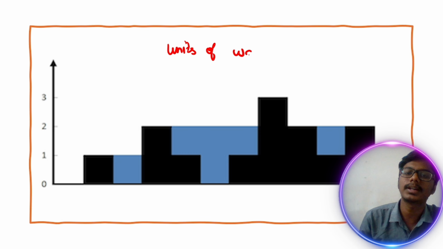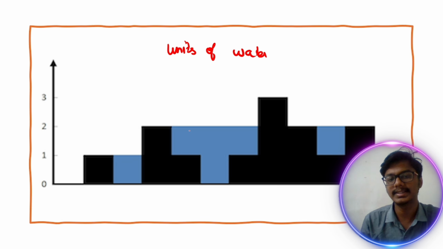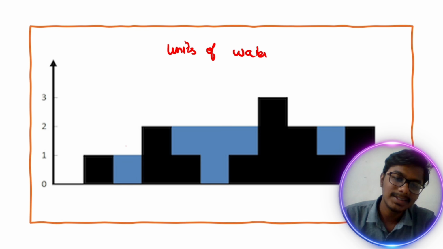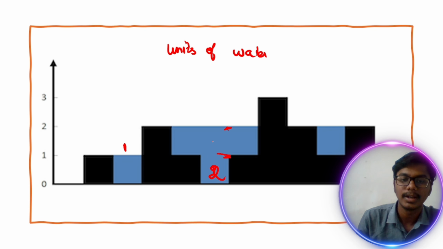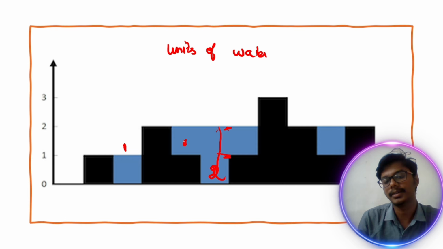Units of water we are going to store inside this bar. So for this bar, it is going to store 1 unit. For this bar, it is going to store 1 unit. Sorry, it is going to store 2 units because here it is 1 and here it is also 2. Right? It is going to store 2 units. For this bar, it is going to store 1 unit.